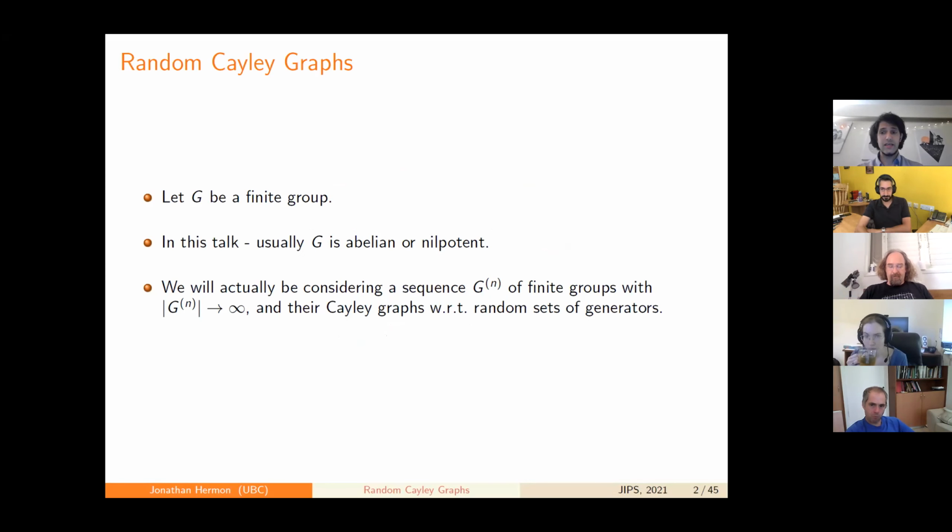It's about random Cayley graphs. So we're considering a finite group G. And in this talk, G would be either abelian or nilpotent, almost always. But we really look at the case that we have a sequence of finite groups and their sizes go to infinity, and we will care about asymptotic results. And the Cayley graphs of these groups, we're going to consider with respect to random sets of generators.